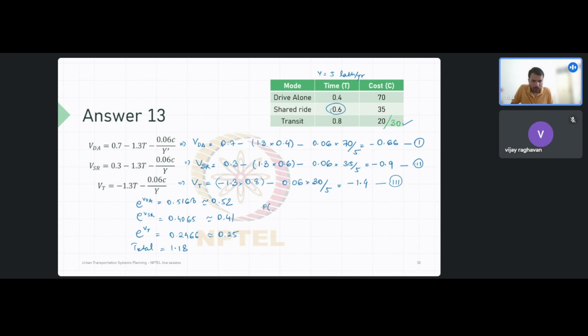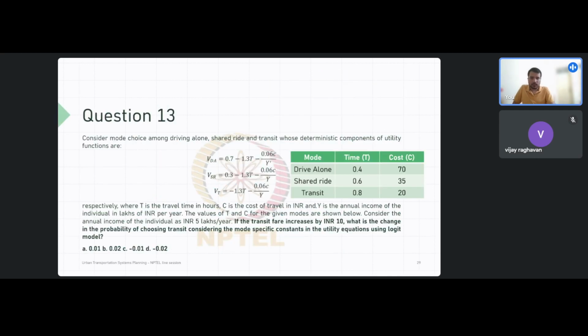So here we only want the probability of transit. So let's take PT new fare, or let's simply do it: PT when cost is 20, and there will be a new one where cost is 30. So when cost is 30, that is the new value. It will be 0.25 divided by 1.18. So this is coming out as 0.21. And when cost was 20, that we solved in question 11.